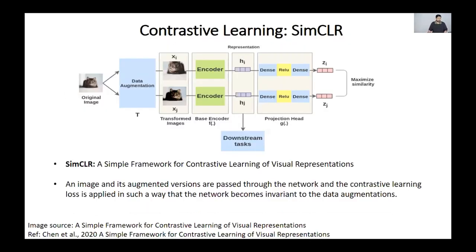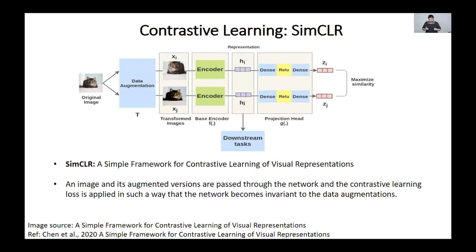One of the common approaches for self-supervised learning is contrastive learning and SimCLR. SimCLR is a simple framework for contrastive learning of visual representation. An image and its augmented version are passed to the model, and we need the representation of both the image and its augmented version to be similar. What do we mean here?